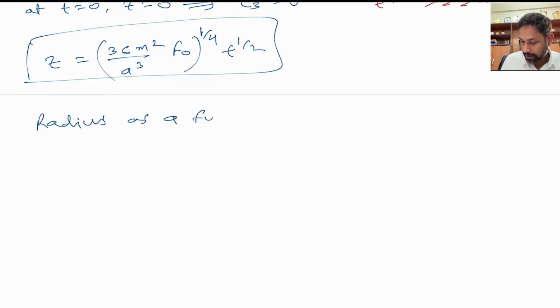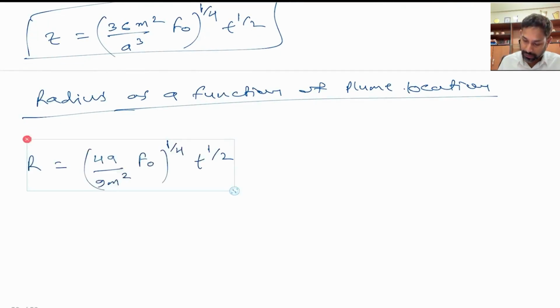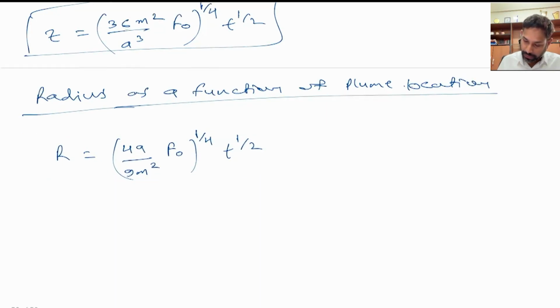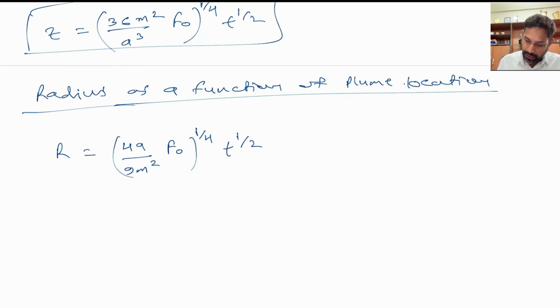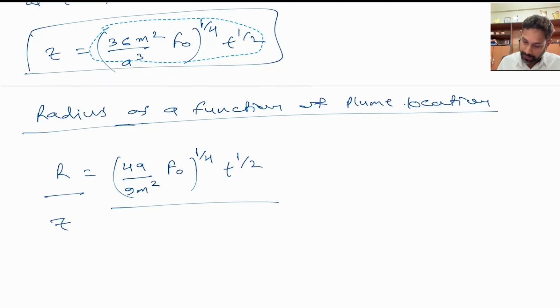Radius as a function of plume location. Okay, we have found that as a function of time, but we also want to find that as a function of location. So here we know that is r, and we also know the z value that is given there. So if we divide r by z, where z we get from here, I can again simply copy this equation.